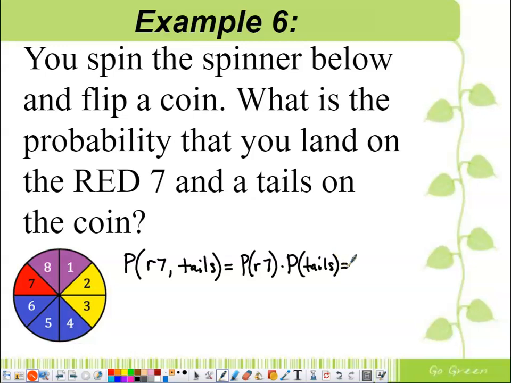All right, and we know how to do these. So probability of that red 7, I'm looking at the spinner on the left-hand side. I have 8 segments. I'm only interested in the red 7, so there's only 1 segment. So that is a 1/8 chance. And I'm multiplying that by the probability of getting tails, which is 1/2. And then just multiply straight across. Final answer, 1/16. There is a 1/16 chance of getting that outcome.